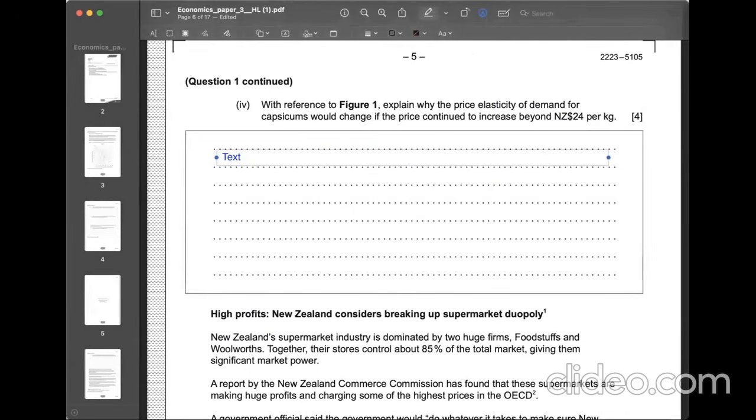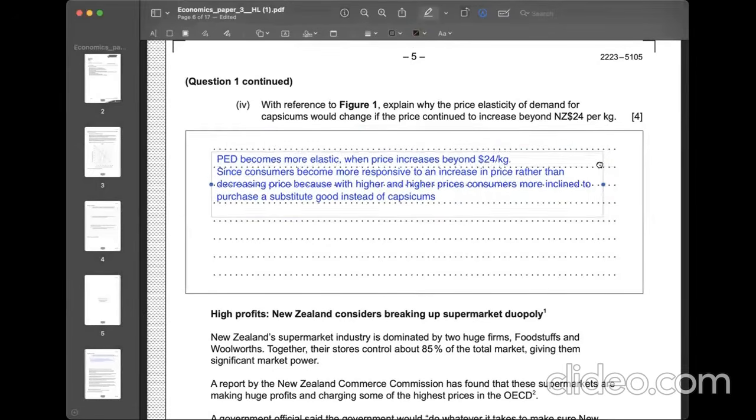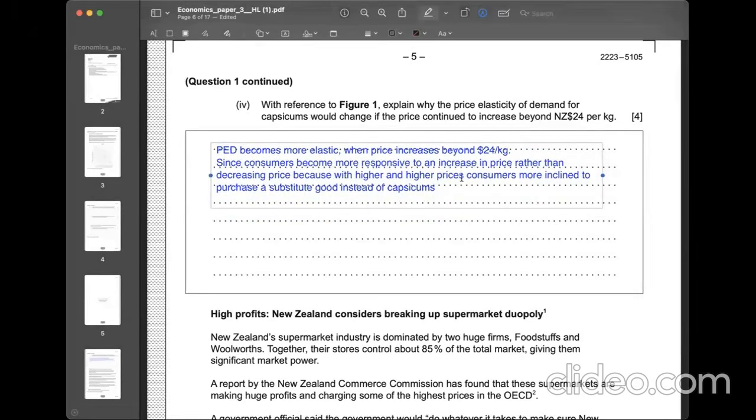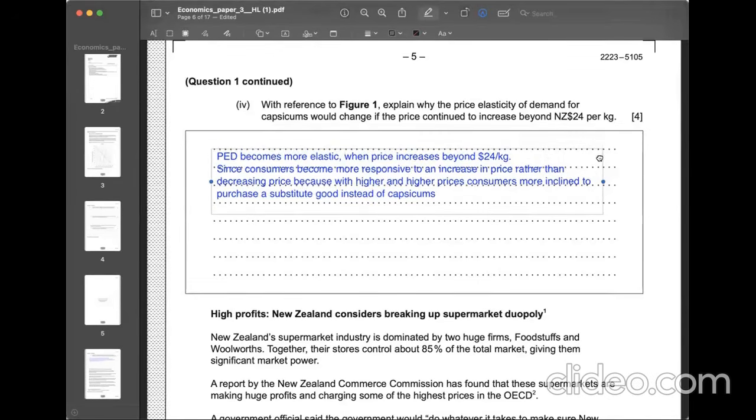Question 4, with reference to figure 1, explain why the PED for capsicums would change if the price continued to increase beyond $24 per kilogram. The reason is that consumers become more responsive to an increase in price, because with higher and higher prices, consumers will be more inclined to purchase substitutes instead of the current consumption of capsicums. So it is getting more and more elastic. That's what we have to explain.